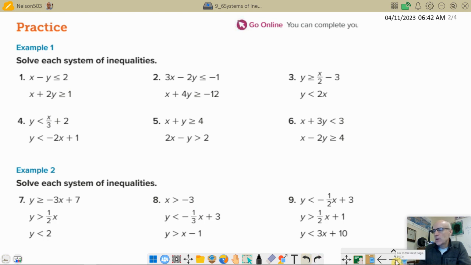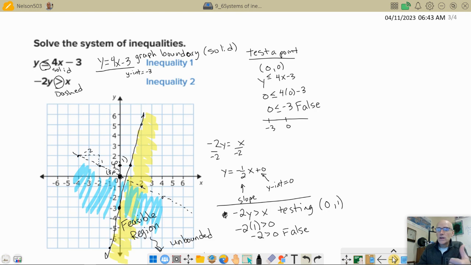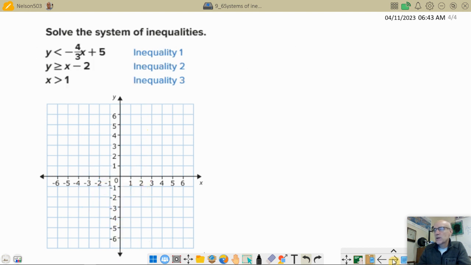the test. But I haven't done example 2 yet, which is how you do these, 3 inequalities, potentially a bounded feasible region, right? I did example 1. This is how you do the first 6 problems. And then let's do this one quickly.